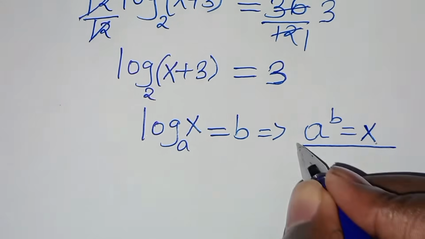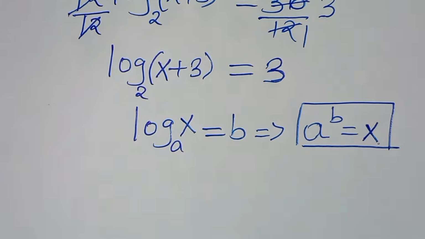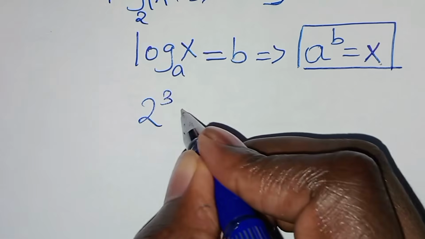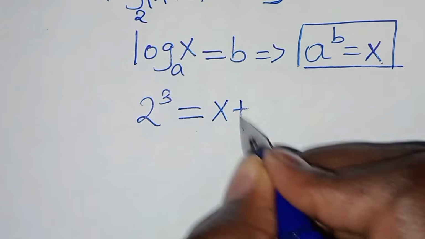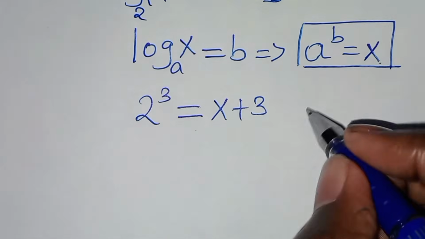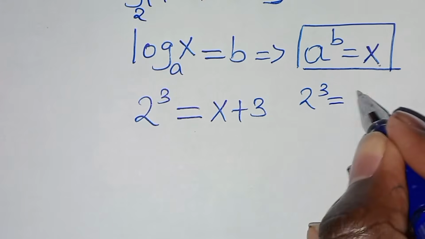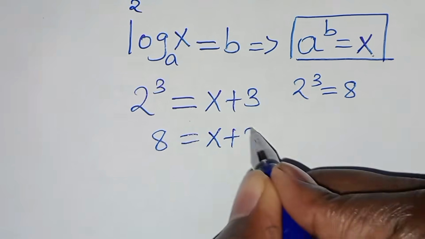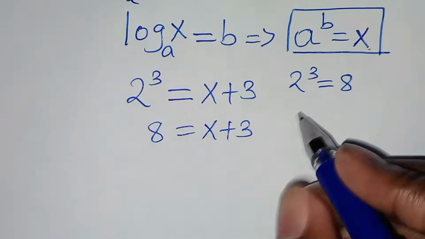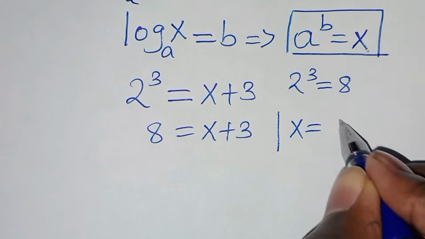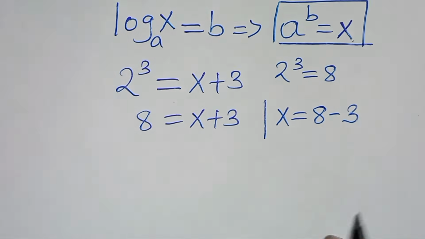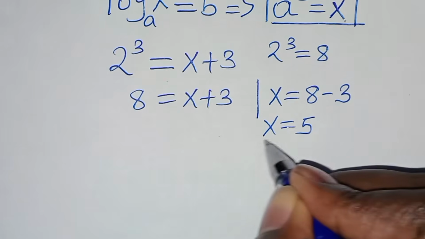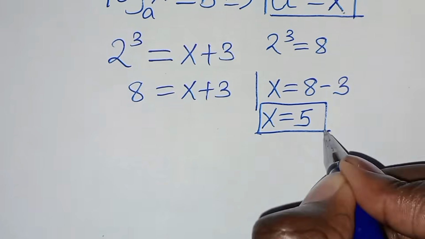So let's apply this property. In this case, here we have 2 to the power 3 is equal to x plus 3. And you find that 2 to the power 3 is the same thing as 8. So we have 8 is equal to x plus 3. So this implies that x is equal to 8 minus 3. And therefore, x is equal to 5. This is the value of x.